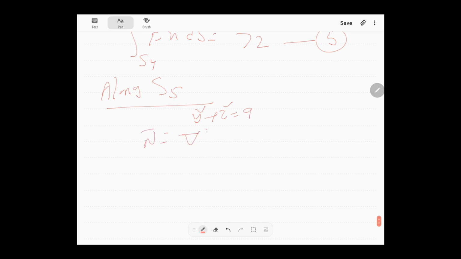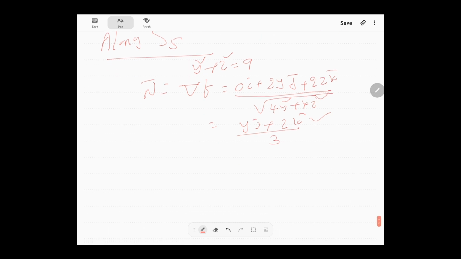N bar is grad phi. Phi is this. Dou phi by dou x into i bar, that means 0 i bar. Dou phi by dou y into j bar, 2y j bar. Dou phi by dou z into k bar, that is 2z k bar. Because it is a unit vector, divided by root over 4y square plus 4z square. This 2 gets cancelled. So y j bar plus z k bar by root of y square plus z square, which is 9, that will be 3, because y square plus z square is 9. This is your n bar.